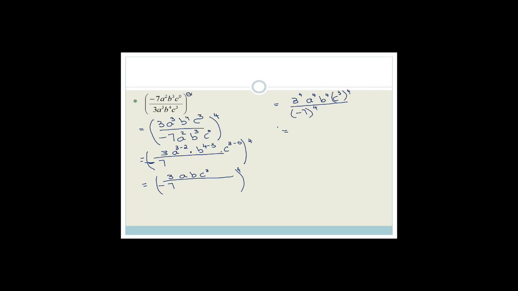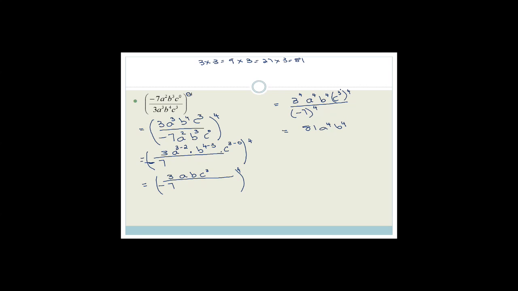Right. So 3 to the power of 4 is what? Let's think about it. We've got 3 times 3 is 9, times by 3 is 27, times by 3 is 81. So that is 81, a to the 4, b to the 4.